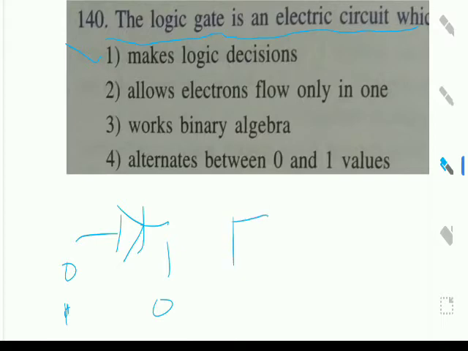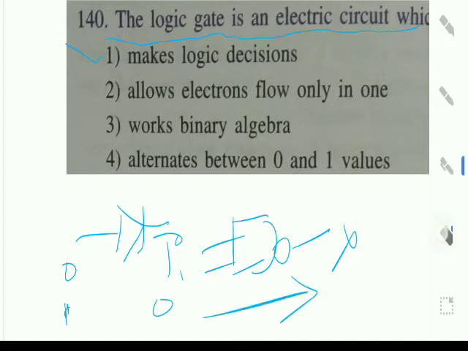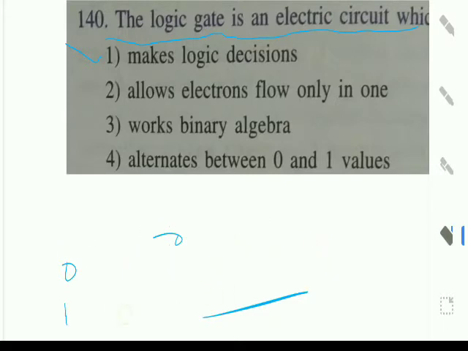This is also another gate. Input 0 1 is given, and some output is given. So here, gates allow electrons to flow only in one direction. This is one of the logic decisions.